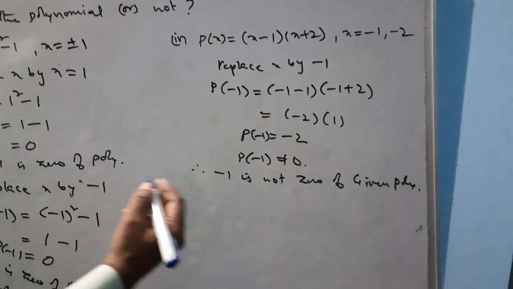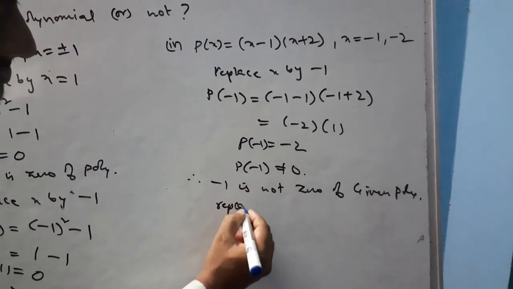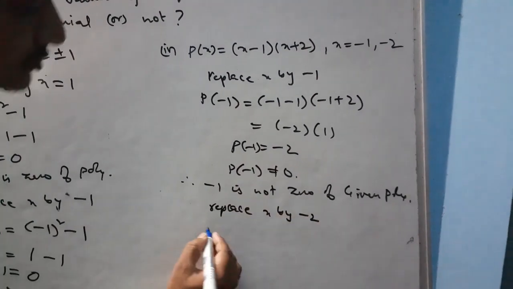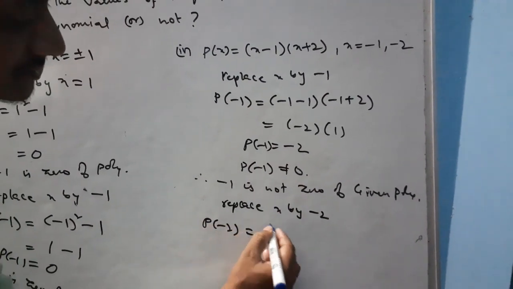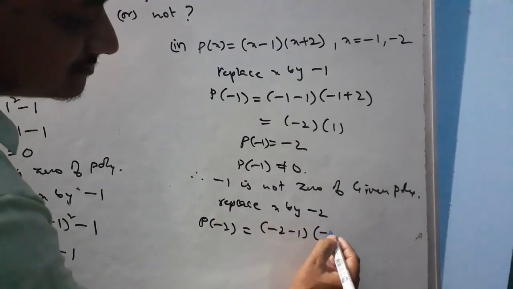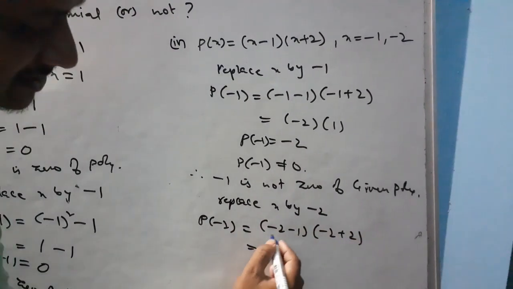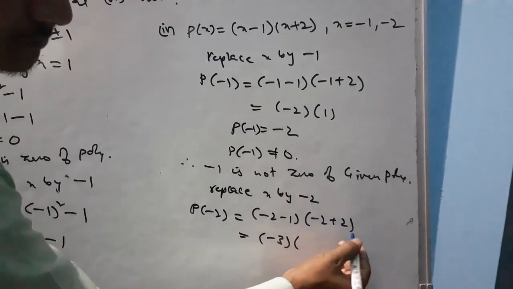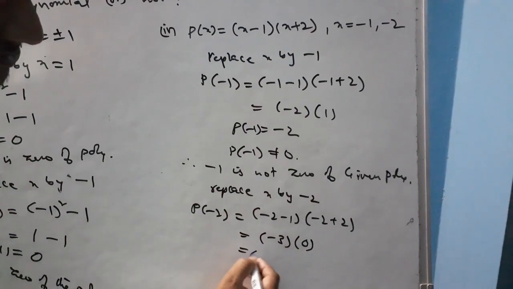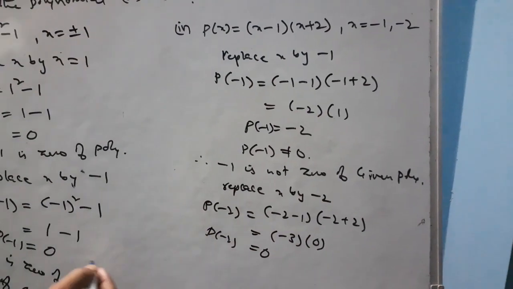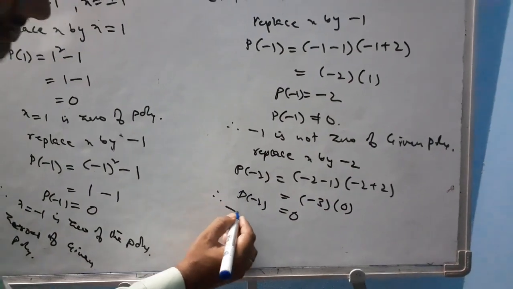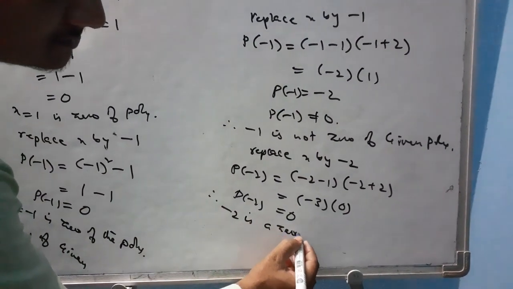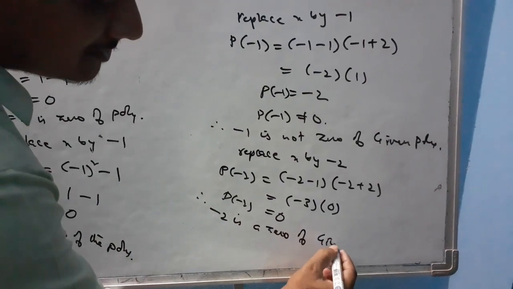Next, x is equal to minus 2. So replace x by minus 2. So p of minus 2 is equal to minus 2 minus 1 into minus 2 plus 2. So minus 2 minus 1 becomes minus 3. Minus 2 plus 2 becomes 0. 0 into something is 0. So p of minus 2 is 0. Therefore minus 2 is a zero of the given polynomial.